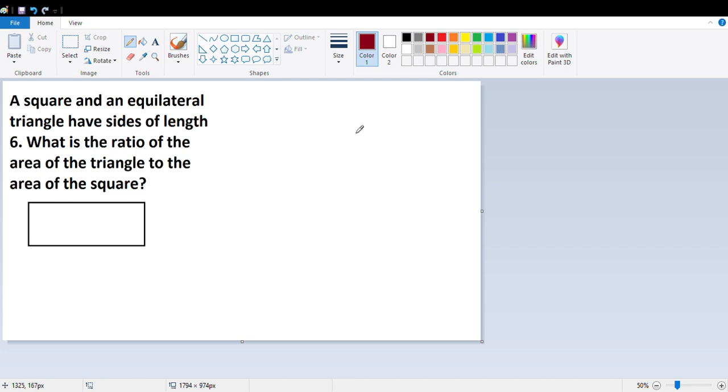All right, so I start drawing some of the information given. Let's say this is the square that they're talking about. They say that it's of length 6. Since it's a square, all the sides are the same. Here we have 90 degrees. And an equilateral triangle is a triangle where all the sides are the same length. And because all the sides are the same length, all of the angles are the same.